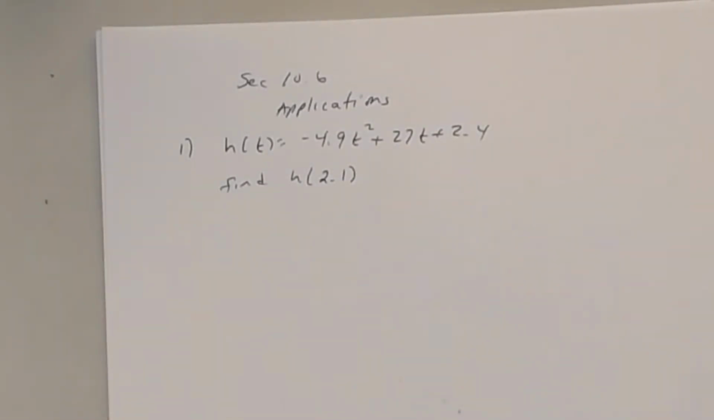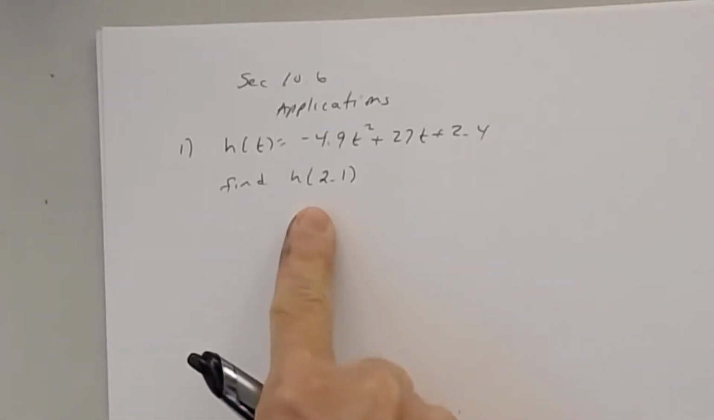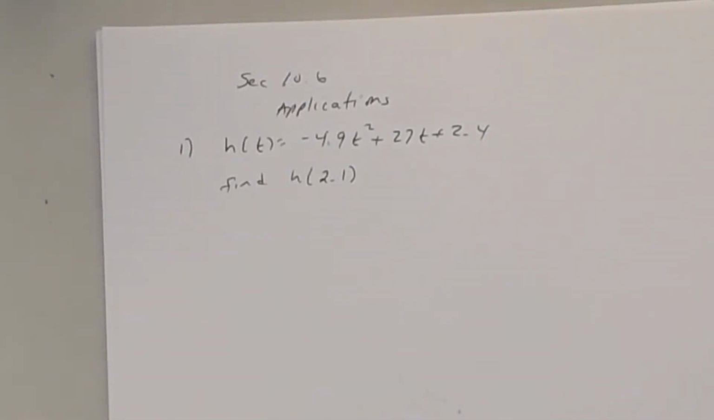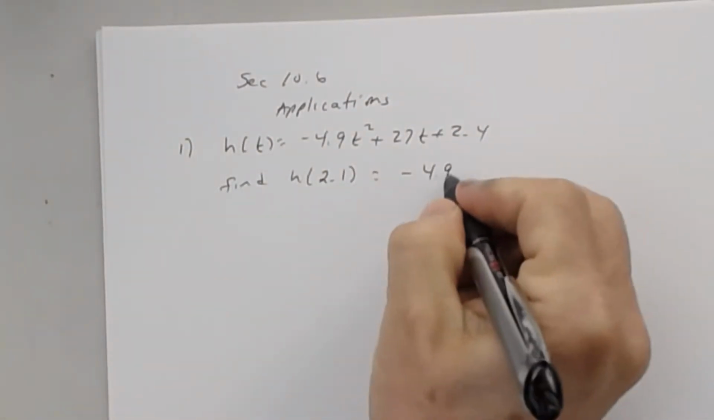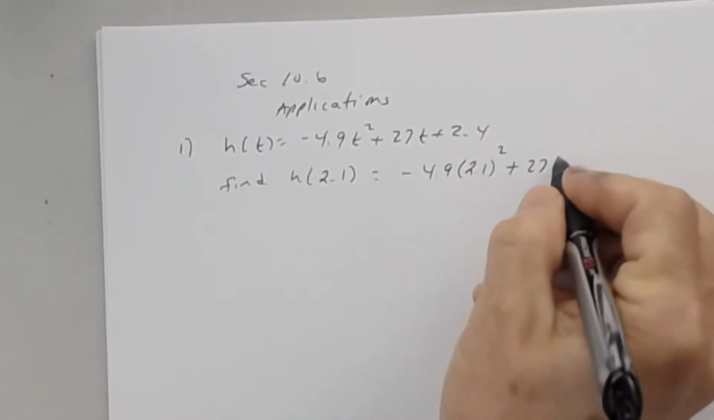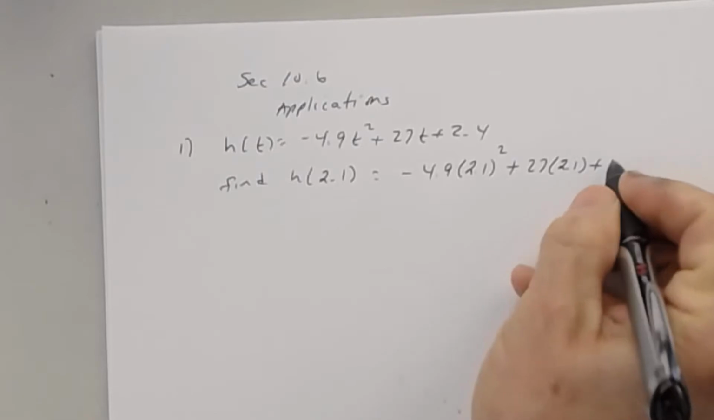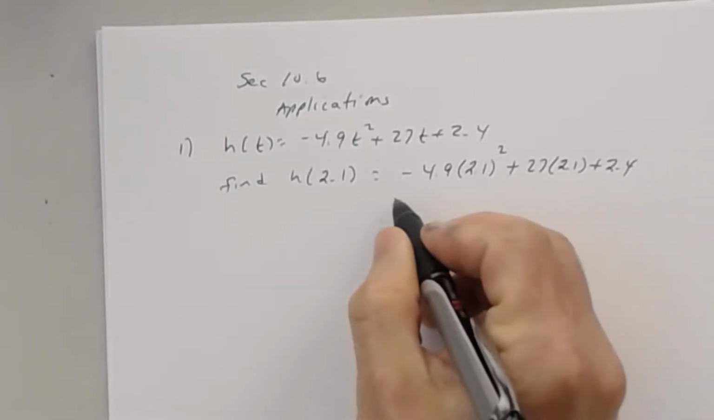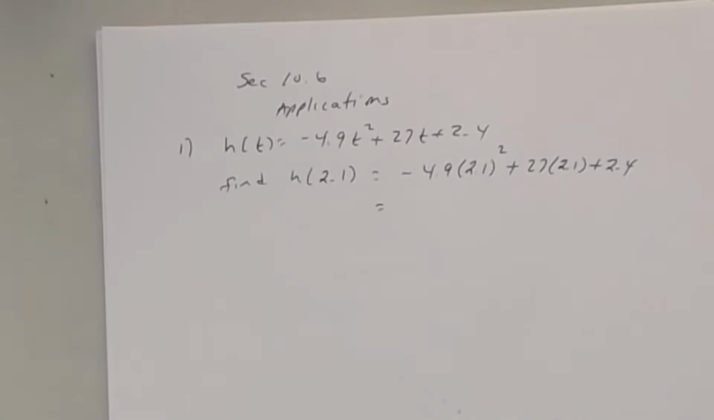Now that part you could have done from a previous worksheet. So if I'm asking you to find h of 2.1, what is it that you've got to do? Plug 2.1 in. Into what? Into t. So everywhere you see a t, you're going to plug in 2.1. All right, so you just go ahead and do that. So I have negative 4.9 times in parentheses 2.1, but that's being squared, plus 27 times 2.1 plus 2.4. And then you can use your calculator and you type in whatever you see from left to right.